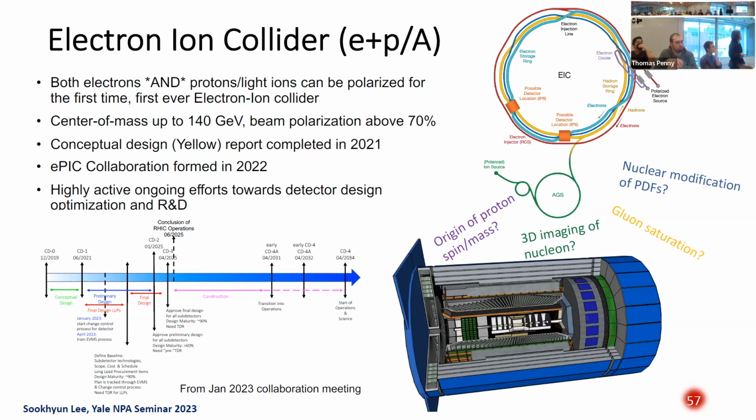Okay. So the key component to answer one of those questions is using the EIC. In fact, I initiated a program that could be done at the EIC while I was involved in the detector requirement studies for the EIC. At the EIC, for the first time, both electrons and protons are polarized. At HERA, only the electrons were polarized, but this time both are polarized. And the center of mass energy can go up to 140 GeV, with very high polarization.